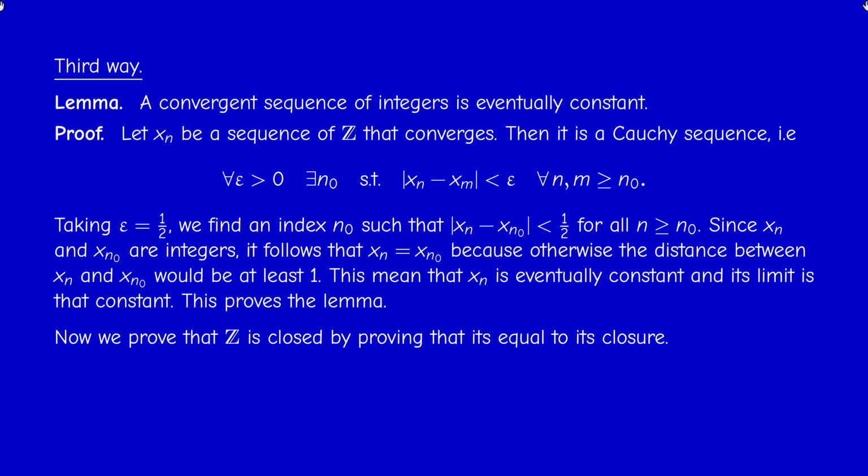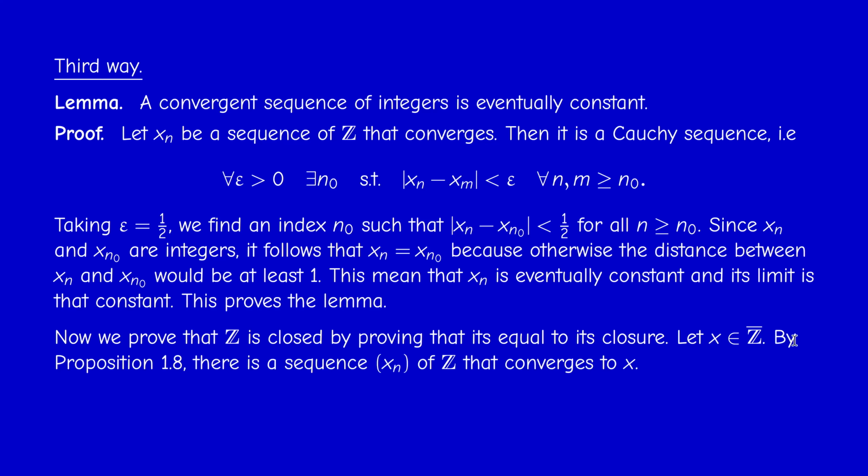Now we go to the proof that Z is closed by proving that it's equal to its closure. Okay. How do I prove that? Now, of course, Z is contained in its closure, so we just have to prove the reverse inclusion. So we have to prove that Z bar is contained in Z. How to prove that? We take an arbitrary element x in Z bar. Now, by proposition 1.8, there is a sequence xn of Z converging to x.